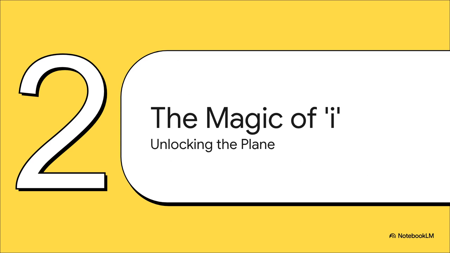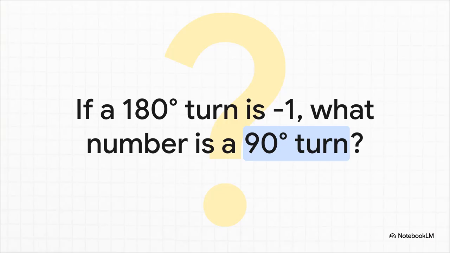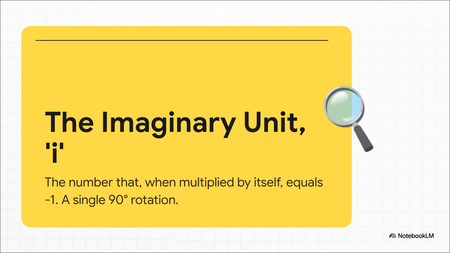And that leads to a really fascinating question. If there's a number for a 180-degree turn, are there numbers for other kinds of turns? This is where the magic really starts. It's the next logical step, right? A full 180-degree turn is one multiplication by -1. What if we wanted to get there in two smaller equal steps? What number, when you multiply by it twice, gets you that 180-degree rotation? Or to put it another way, what number times itself equals -1? And the answer is the imaginary unit i. That's its whole job. By definition, i squared is -1.